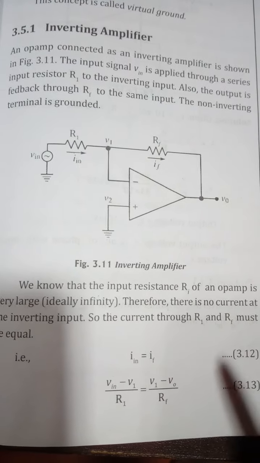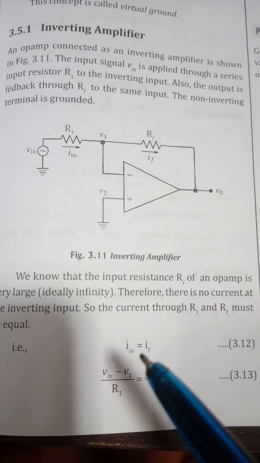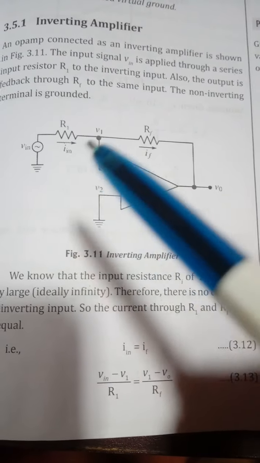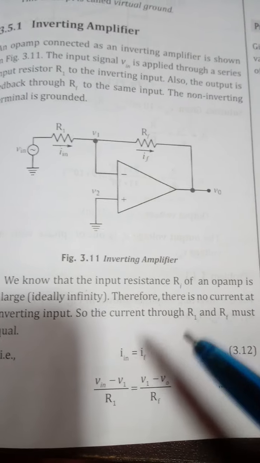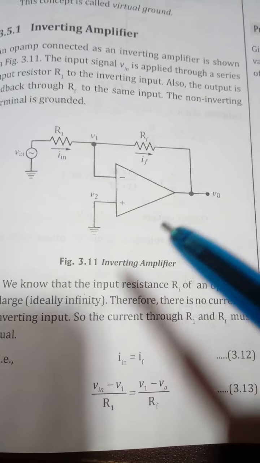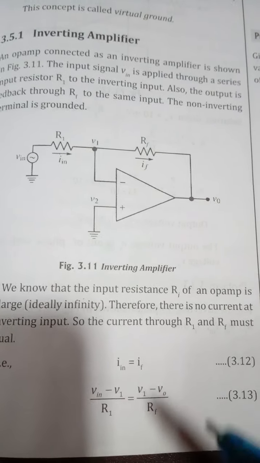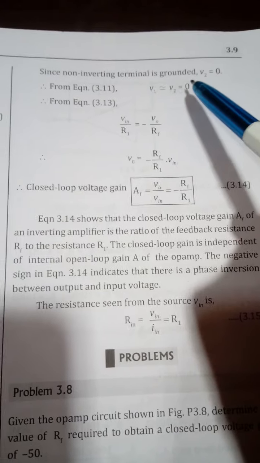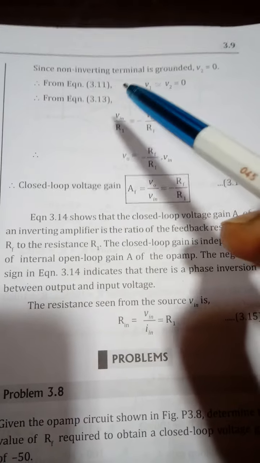Here they have given it as 3.12. If you substitute, what is I? I is V by R, but in this case, if you apply Ohm's law, you get (Vin minus V1) by R1, and for the other you get (V1 minus V0) by Rf. Let us call this equation 2. In this case it is 3.13. Since the non-inverting terminal is grounded, V2 equals 0. There is no voltage in that, so V2 equals 0.